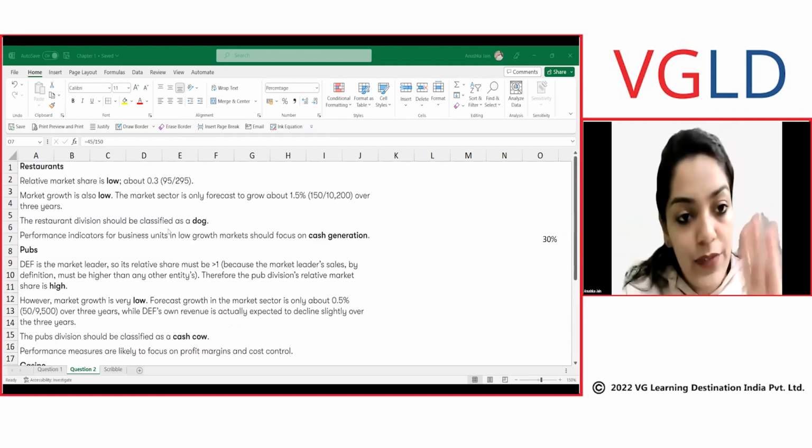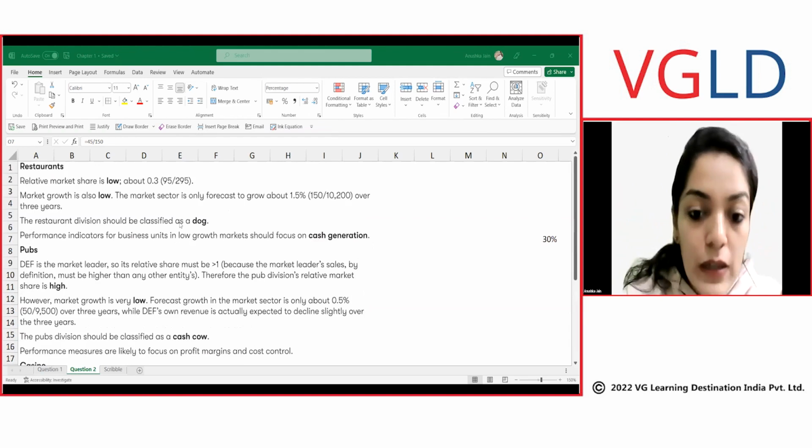Okay, so you've classified all 3. Restaurant as a dog, and what will be the metric? Cash generation or cost control also you can say.